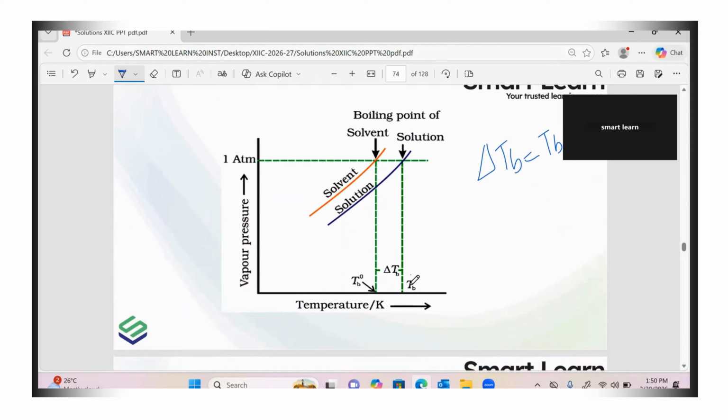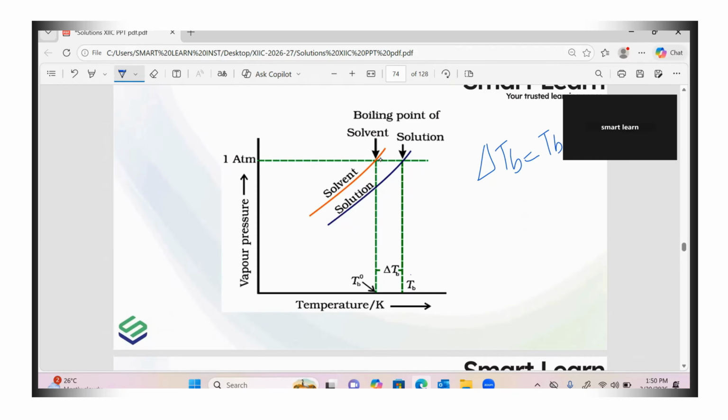The graph explains that if we draw a graph of vapor pressure versus temperature, the curve of the pure solvent lies above the curve of the solution. At the normal boiling point, TB naught, the pure solvent reaches atmospheric pressure but the solution does not.